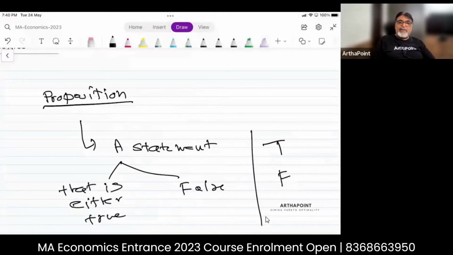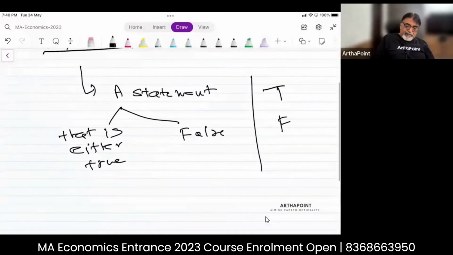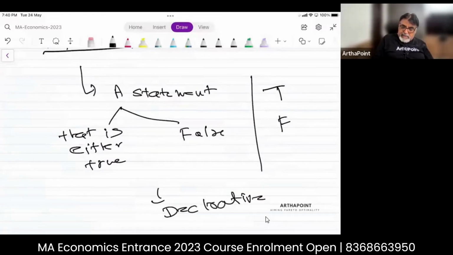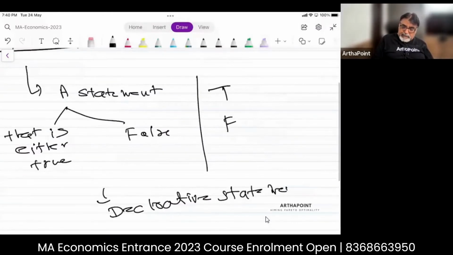T stands for true and F stands for false, right? Proposition always is a declarative statement. Proposition is a declarative statement where you can evaluate its truth.